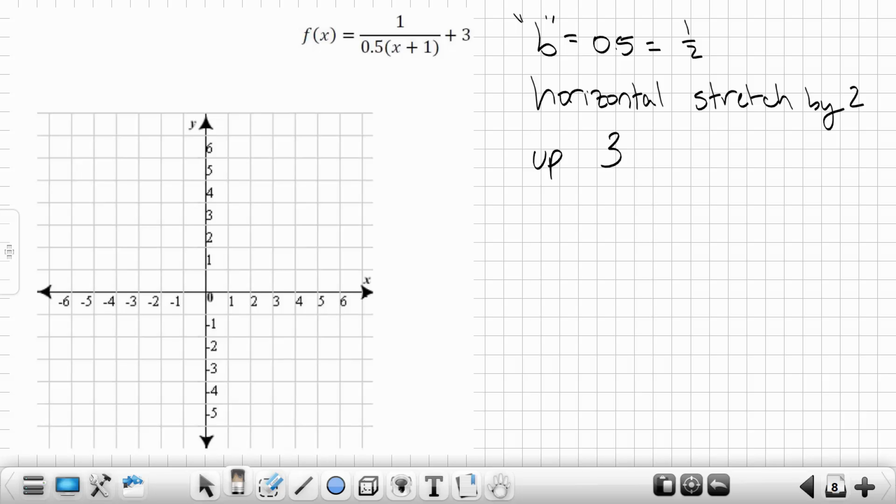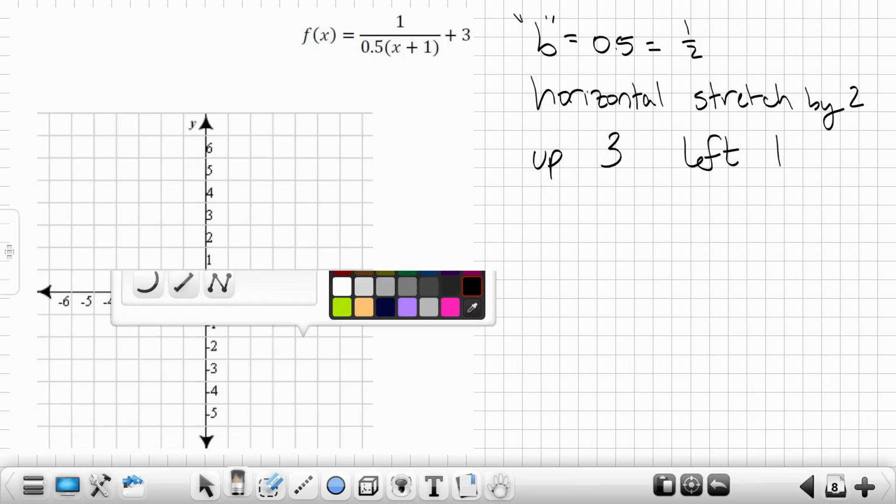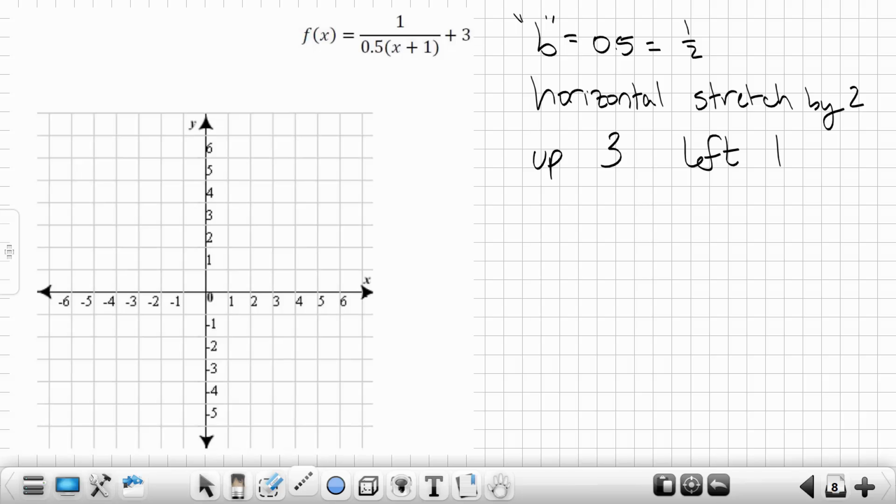All right, guys. You forgot the left. I didn't move left. Oh, left one. Thank you. So up 3, left 1. There were some I wanted to give yesterday and I forgot, so remind me when I give you time to do your work. So we've got a horizontal stretch by 2. So I'm going to go out 2, up 1. We'll get that far.